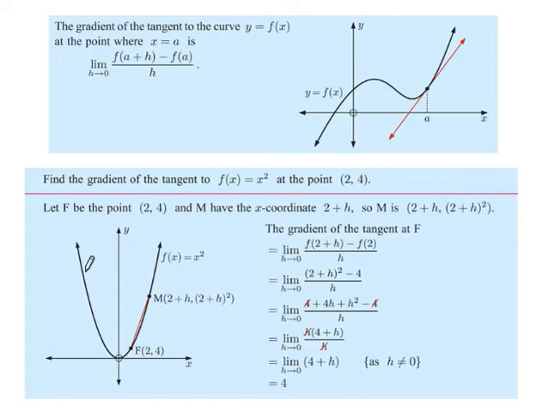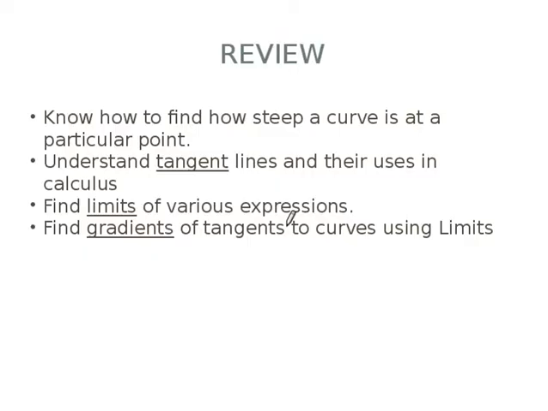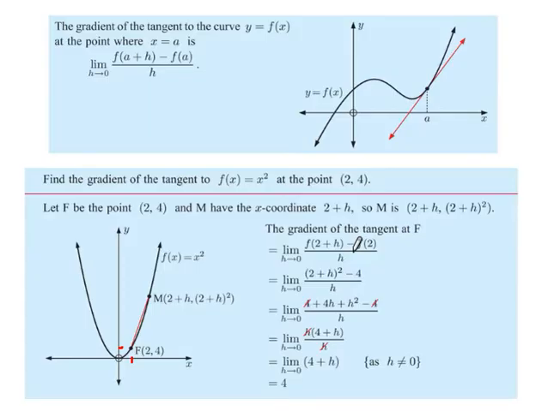If I were to draw the graph here, this would be my f of x equals x squared. I have to find the point 2, 4 first. So let's say this is 2 and this is 4. This is a very large graph. There's 2 and there's my point f.